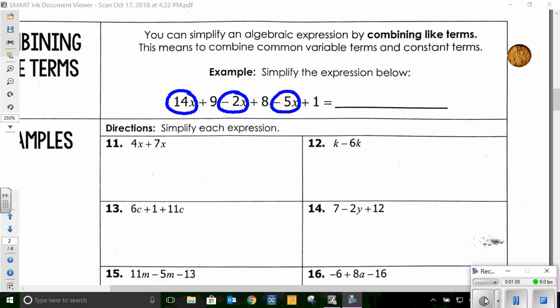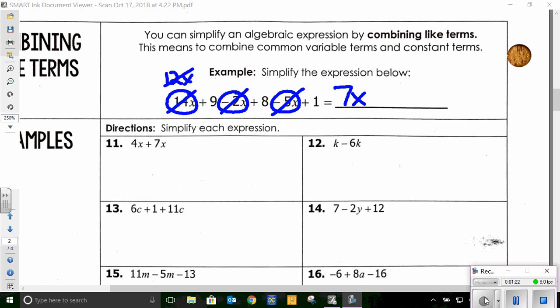Now I'm going to do the math. 14 minus 2, that gives me 12x. So if you want to do it like this, that gives me 12x, and you took care of those two things there. Then I still have to subtract the 5x, and 12x minus 5x, if I do that math, gives me 7x. And there's part of my answer so far.